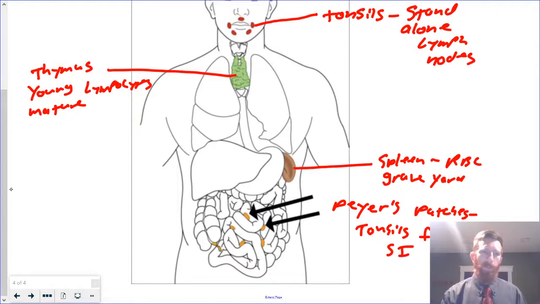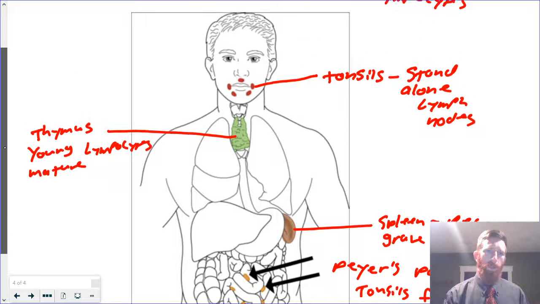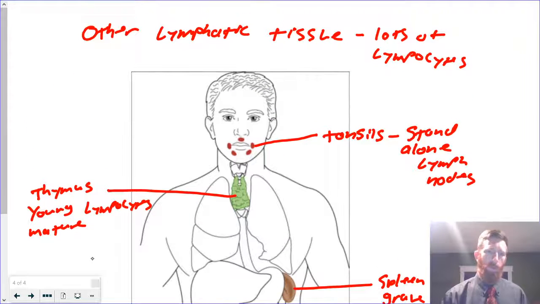So this diagram, like I said, will also be on the quiz on Thursday. More information upcoming about that.